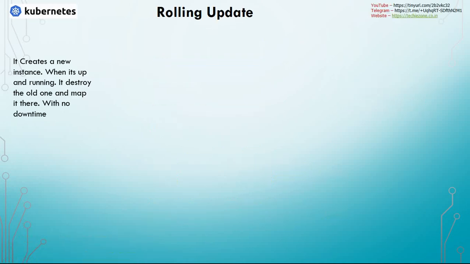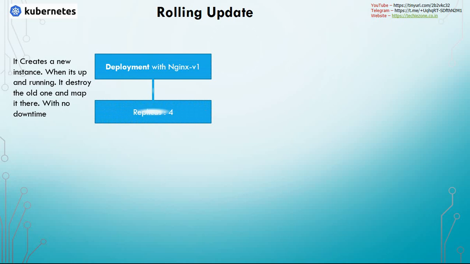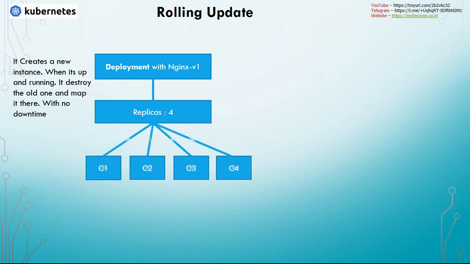Next, we go with the rolling update. In a rolling update, it creates a new instance, and when it's up and running, it destroys the old one and maps the newly created instance in its place. Suppose I have created a deployment with Nginx version 1, and in the YAML file we have mentioned that the replicas will be 4, so under that replica set there are 4 pods.